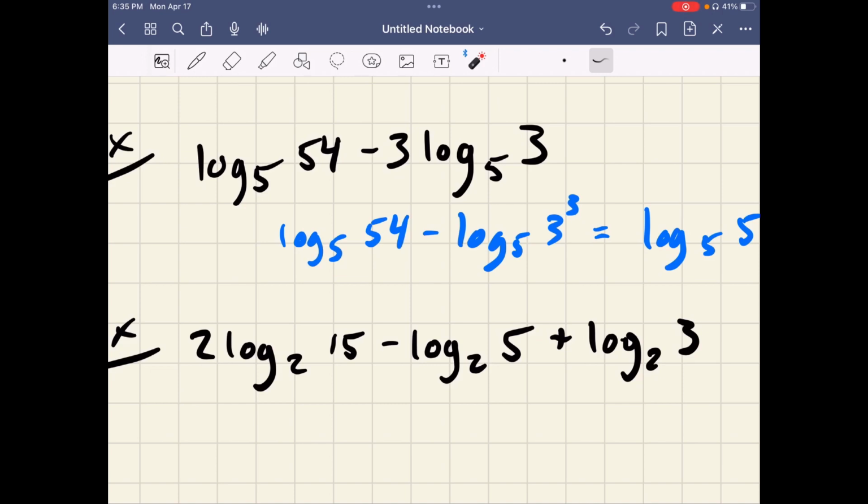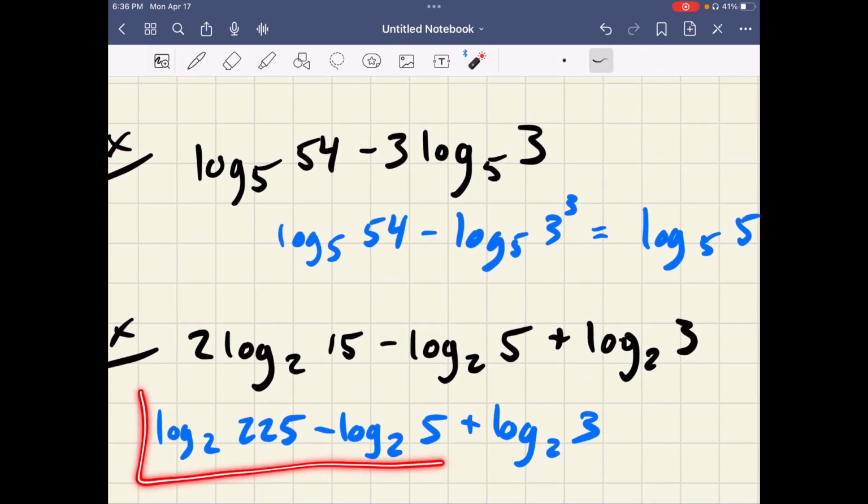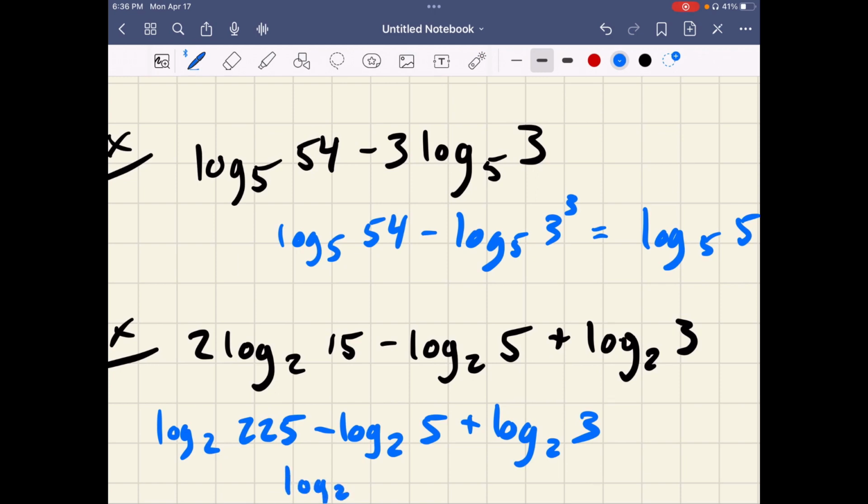All right, now that you had a chance to look at this on your own, let's work on this together. I have a constant out in front of that log, so I'm going to take that 2 and make it the exponent for the 15. So we have log base 2 of 15 squared, and I know that's 225. I've got log base 2 of 5, plus log base 2 of 3. Now this part looks like the minus rule, so I'm going to take my 225 and 5 and divide them. So we have log base 2 of 225 over 5 plus log base 2 of 3.